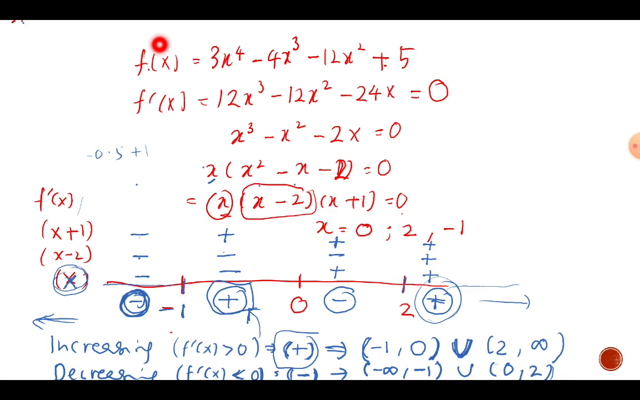So we come to the answer here. Interval of increasing is in between negative 1 to 0 and 2 up to infinity. Decreasing pula daripada negative infinity to negative 1 dan 0 to 2 here. Alright. So with this, we're done with the third part of the video.